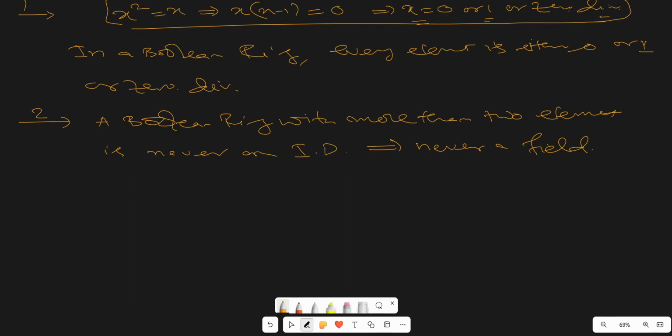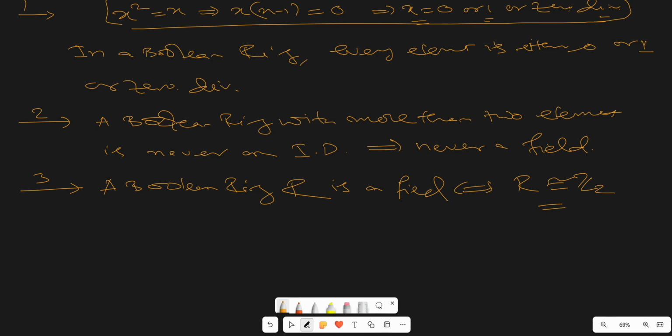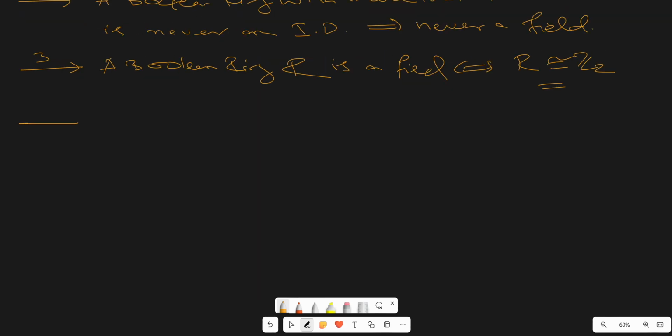Now I think I'm clear with that. Okay, so the third property: a Boolean ring R is a field if and only if R is isomorphic to Z2. There is no other choice. What can you think about the characteristic of the Boolean ring? Let R be a Boolean ring. Then what about the characteristic?